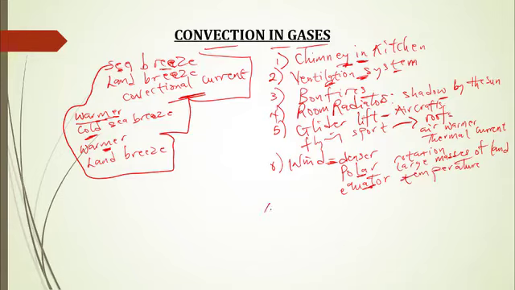And then the seventh situation where we see convection in gases is in air conditioners. Air conditioners are placed at the top of walls in rooms and not on the floor. Have you ever wondered why that is so? They are placed at the top and not on the floor. Well, the reason for this is because hot air, which is less dense, rises up.